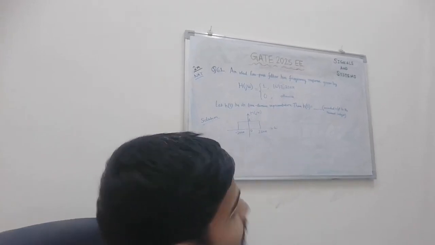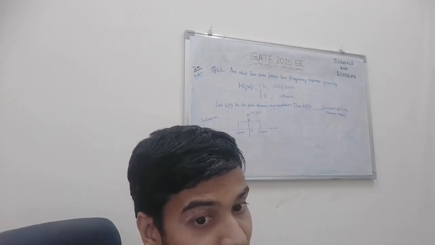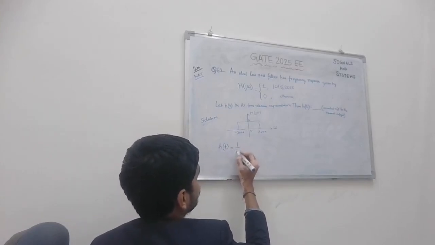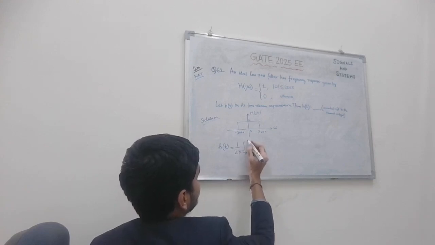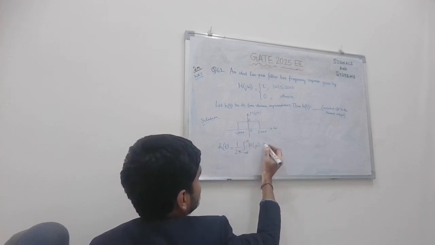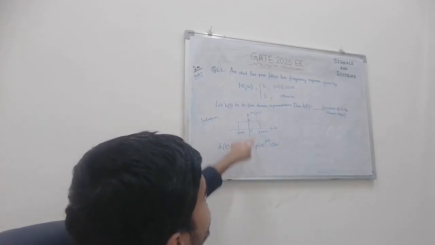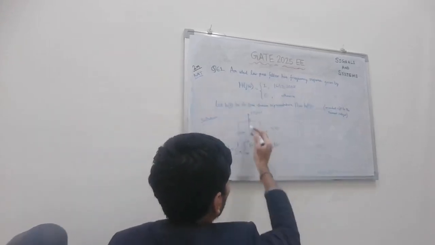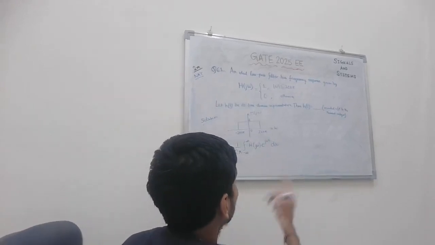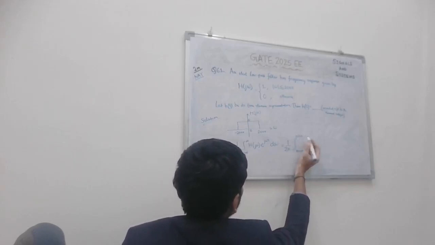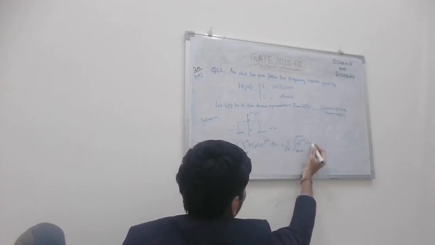So we will first find the expression for h(t) using the inverse Fourier transform, like this. h(t) equal to 1 by 2π, integral from minus infinity to infinity of H(jω) e to the power jωt dω. So we put the value of H(ω) as per the definition given. It is 1 for ω between minus 200π and 200π, and 0 otherwise. So it will basically be 1 by 2π, integration from minus 200π to 200π of 1 into e to the power jωt dω.